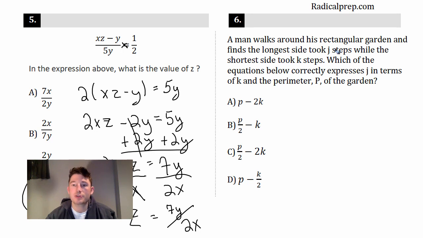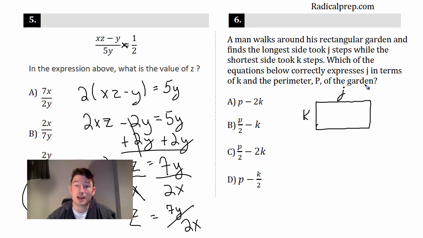A man walks around his rectangular garden and finds the longest side took J steps while the shortest side took K steps. So let's make a rectangular garden. I actually drew that pretty good. The longest side took J steps, so there's J, and the shortest side took K steps. Which equation below correctly expresses J in terms of K and the perimeter P of the garden? So that's a little confusing.